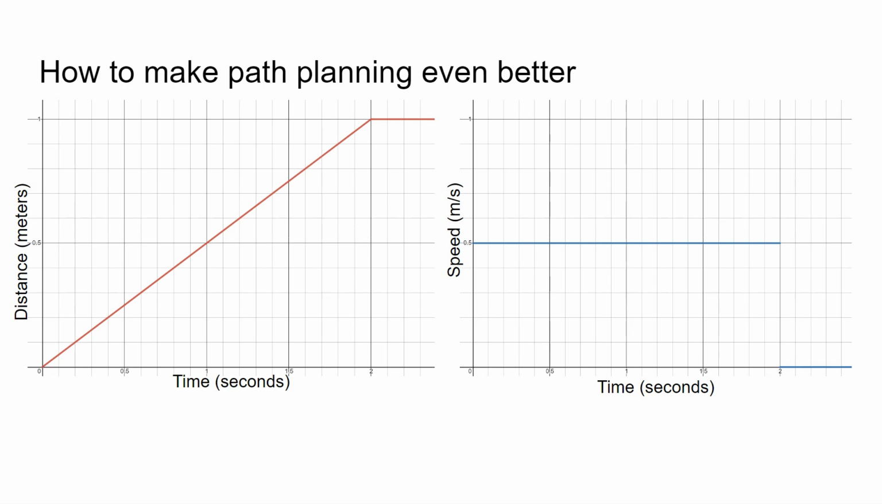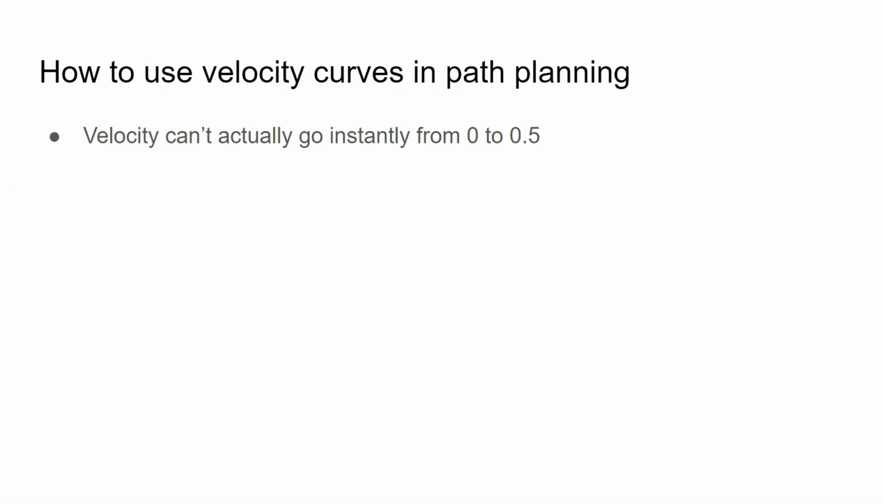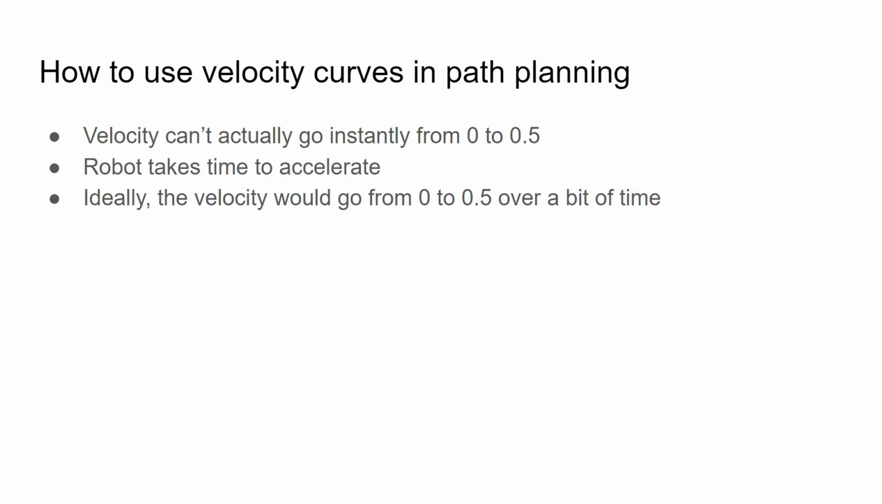Okay, so that's fine, but so far we haven't made our path any better. We're just doing some calculus stuff. What's the point? Well, velocity can't actually go from 0 to 0.5, right? Your robot can't do that. It takes time to accelerate. So we're not really matching reality. What do we want to do?